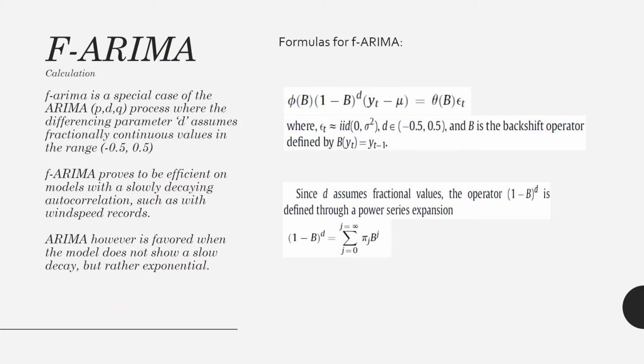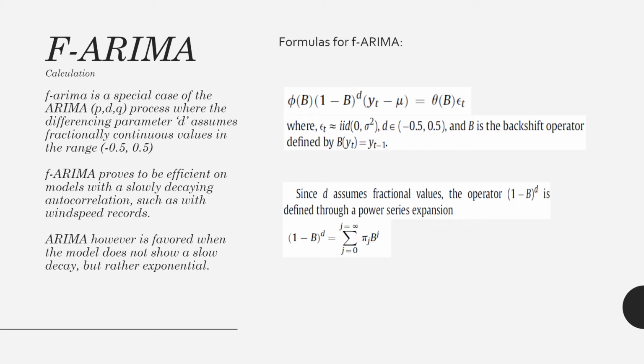Fractional ARIMA is a special case of ARIMA(p,d,q) where the differencing parameter d assumes fractionally continuous values in the range of -0.5 to 0.5. The original authors of the paper claim that the fractional ARIMA process is the most accurate when it comes to modeling wind speeds because FARIMA proves to be efficient on models with slowly decaying autocorrelations. ARIMA, however, is favored when the model does not show a slow decay, but rather the decay is exponential.